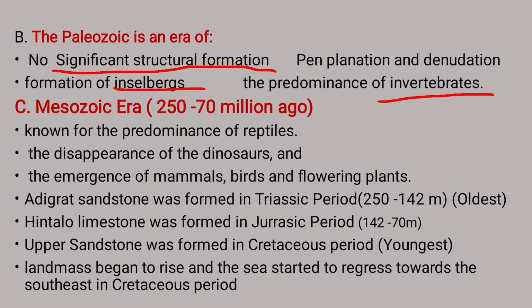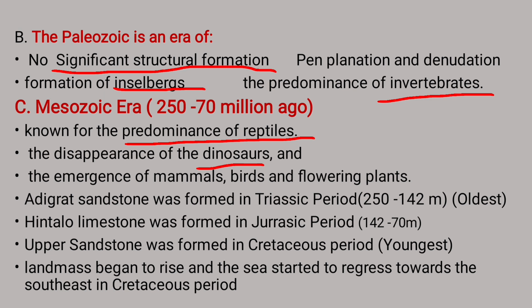The third era is the Mesozoic era, known as the middle life, which covers from 250 to 70 million years ago. This era is known for the predominance of reptiles, the disappearance of dinosaurs, and the emergence of mammals, birds, and flowering plants in the Mesozoic era.